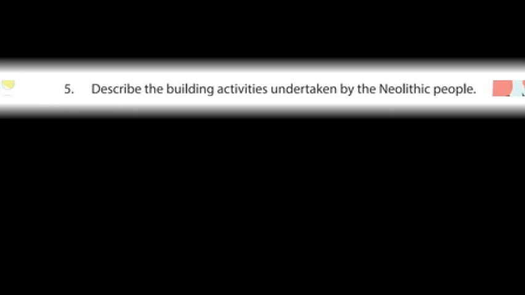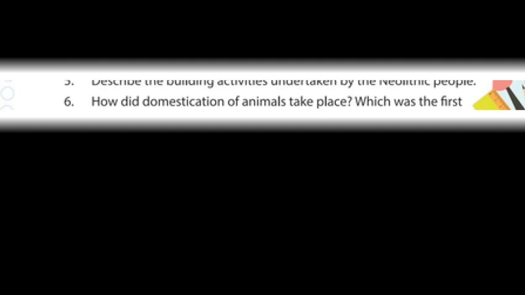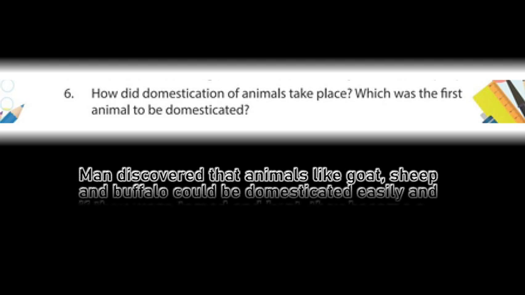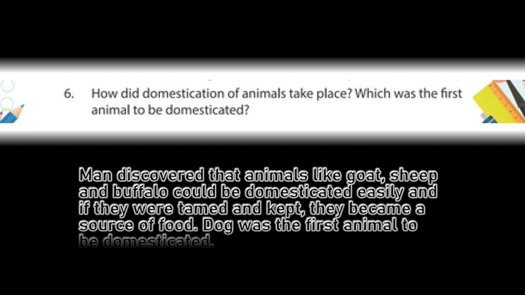Question number 5. Describe the building activities undertaken by the Neolithic people. In the Neolithic period, people used mud bricks to construct houses. They also built tombs to bury their dead. Question number 6. How did domestication of animals take place? Which was the first animal to be domesticated? Answer will be, man discovered that animals like goat, sheep, and buffalo could be domesticated easily, and if they were tamed and kept, they became a source of food. Dog was the first animal to be domesticated.